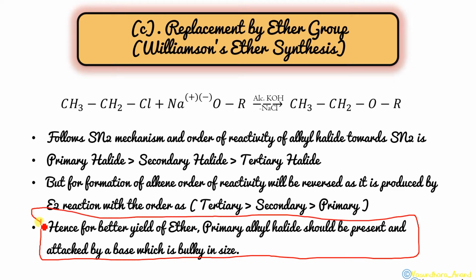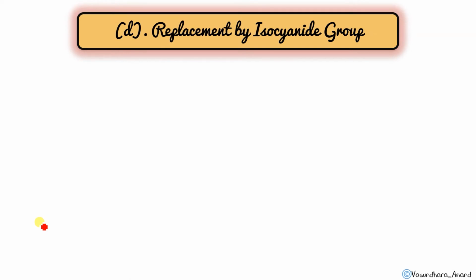Okay. Now the next thing we are supposed to know is the replacement by the isocyanide group. That means NC will be attached. With AgCN it will give you the NC product, while with KCN, which is an ionic compound, it always gives CN, cyanide. But AgCN is a covalent compound, so here it will give you the NC compound. And what is the reason?